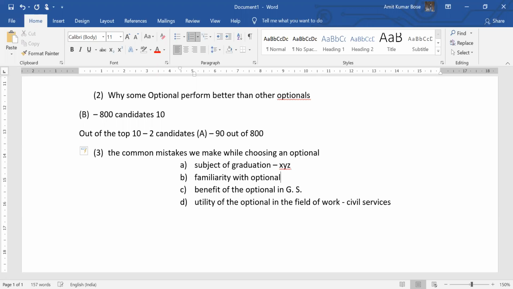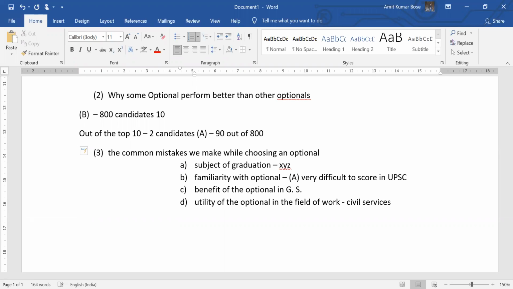Similarly, familiarity with the subject. Quite often we see people say that, well, I'm familiar with that subject, I don't know the other subject. Maybe you don't know the other subject. Maybe you're familiar with one particular subject called subject A. Maybe this subject was there in your graduation, and that's why you're familiar with it. But maybe it's very difficult to score in UPSC with subject A.